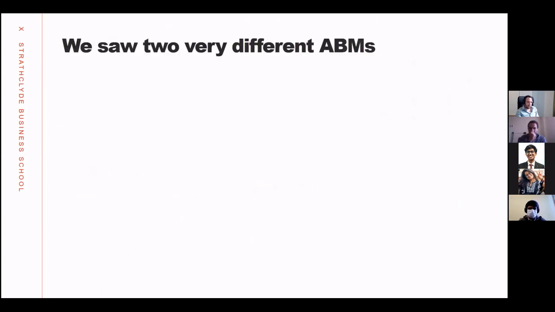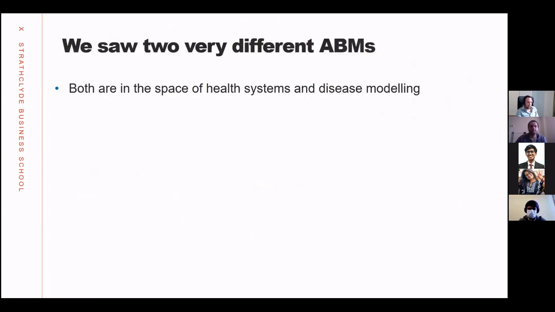Quickly wrapping up, we saw two very different agent-based models. Both are in the space of health systems and disease modeling, but on vastly different scales. One of them represents the whole population in India, although we do not have 1 billion agents in that one. It depends a bit on the specific model, but we represent them with approximately 1 million or so agents that represent the entire population. Whereas the care home model, there's a few different ones there.